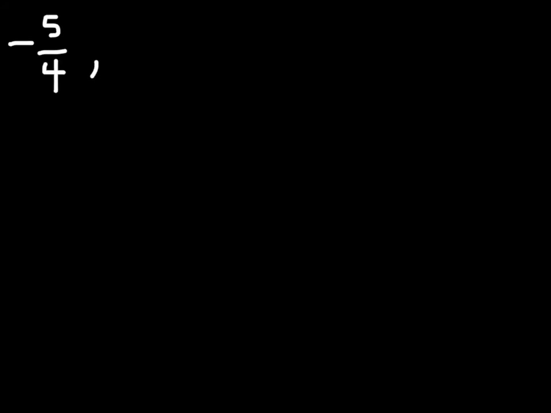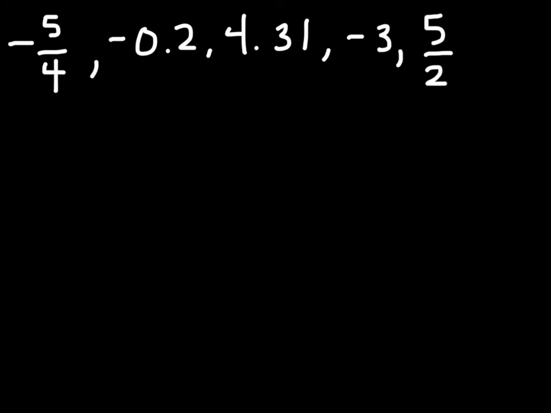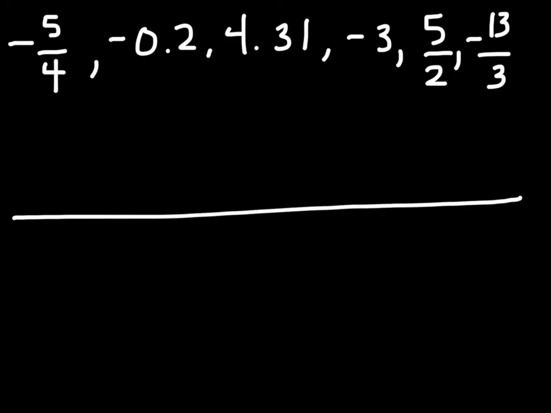-5/4, -0.2, 4.31, -3, 5/2, and -13/3. So we're going to order these from least to greatest by graphing our numbers on the number line. All right, let's go ahead and get started with that.